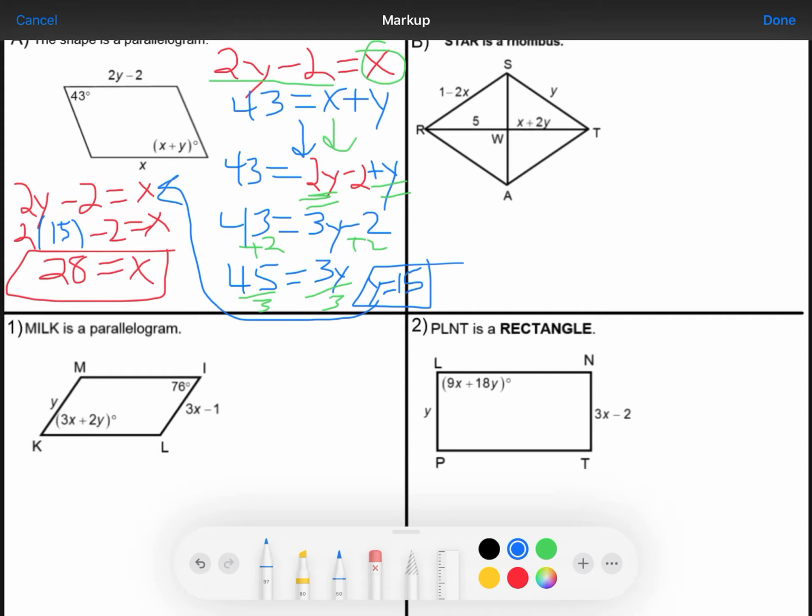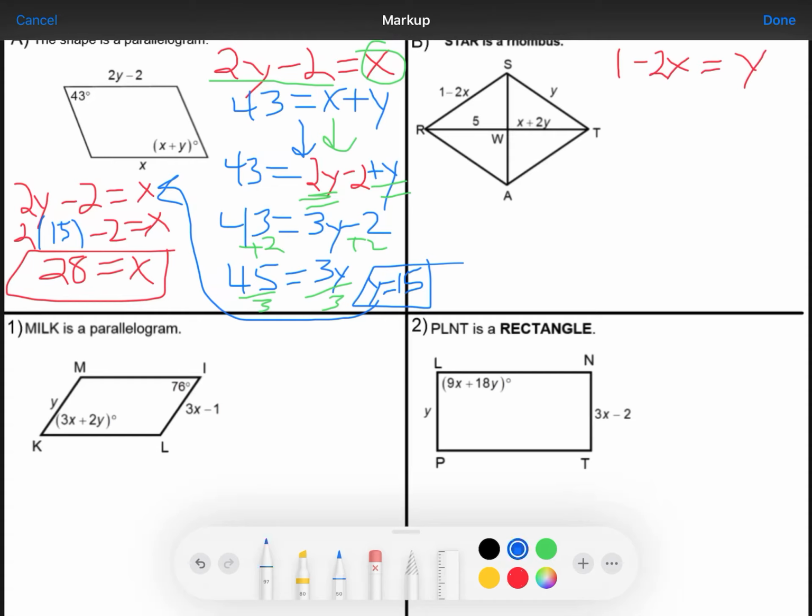Same thing for part B. Part B is a rhombus. And the first thing we know about a rhombus, the definition of a rhombus, is that all the sides are congruent. So this was not one of your answers. It should have been. Instead, I wrote 1 minus 2x equals x plus 2y twice. No, that segment on the top left is not equal to the piece in the middle right. The segment on the top left equals the segment on the top right.